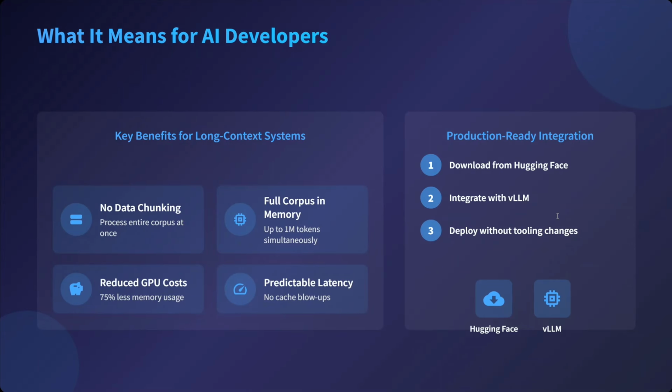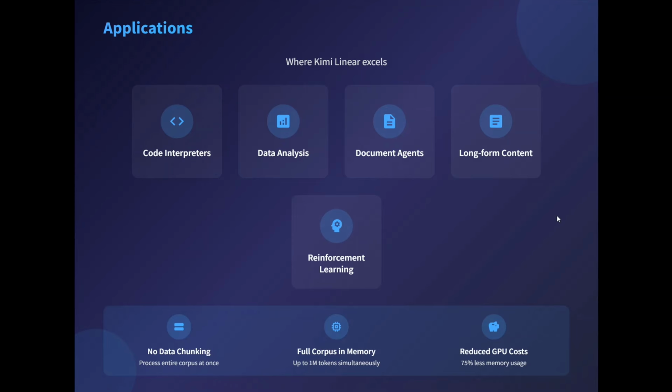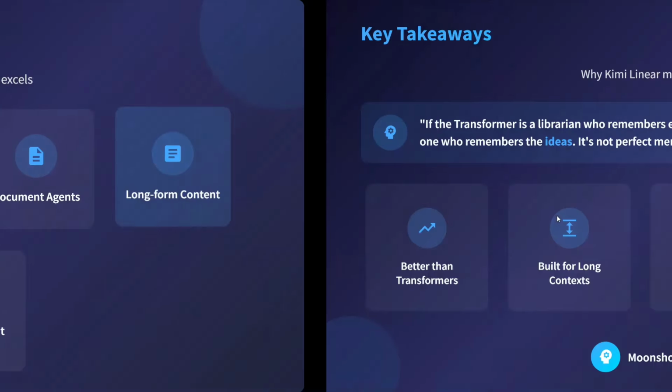What does it mean for developers? Key benefits for long context systems, that's more important. No data chunking, full corpus in memory, reduced GPU cost and predictable latency. Production ready integrations are there. Multiple applications: code interpreters, which is very important because code bases are huge, document agents, data analysis, long form content, and whatnot. Kimi Linear can be your go to solution.